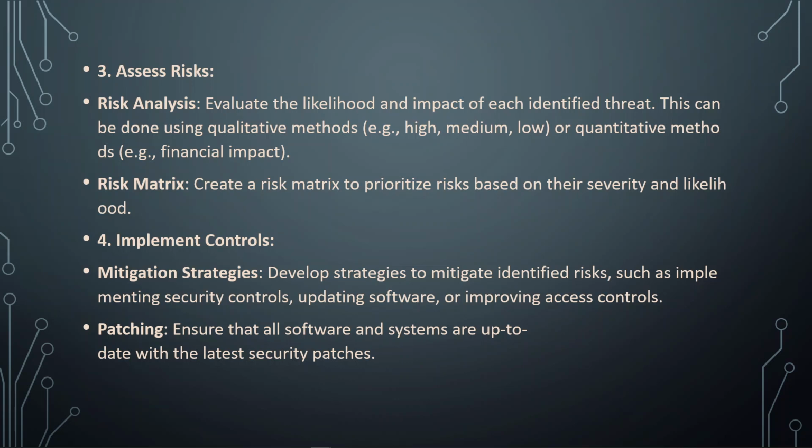Once this risk analysis is completed, our next step is very crucial, and this is to implement the right controls. The idea is to mitigate the risk by implementing the right controls. We'll have to develop strategies to mitigate the identified risks, such as implementing security controls, updating software, or improving access controls. It can also involve patching, ensuring that all software and systems are up to date with the latest security patches.